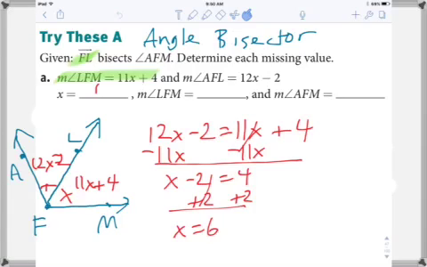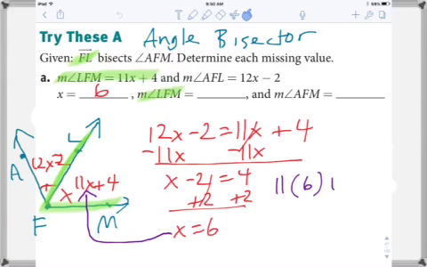So once again, that is one of the things that they asked for, but it's not the only thing. They've also asked for angle LFM. If I go back to angle LFM, we're talking about this guy right here. It says that it's 11x plus 4, so I have to plug my 6 in for this x. So it's simply going to be 11 times 6 plus 4, which is 66, plus 4, which is 70 degrees. So angle LFM is 70 degrees.